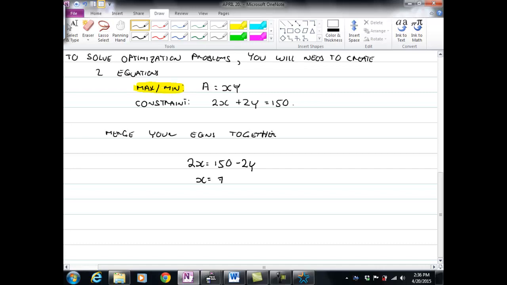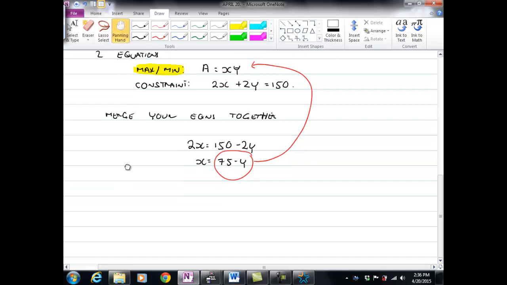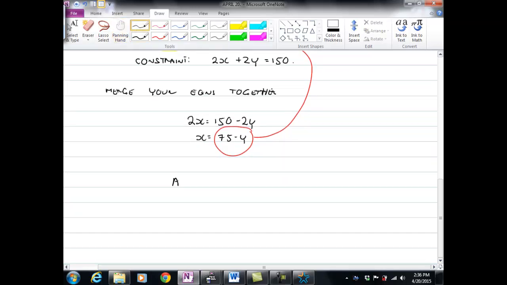X equals 75 minus y. See, that's done. Once I have this, I can sub it into my main equation, which is my max and min equation. And I go A equals 75 minus y times y. Okay. That gives me A equals 75y minus y squared.